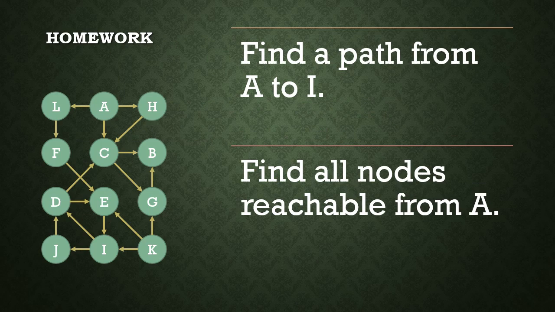Your homework is to find a path from A to I in the given diagram. And since you're asked to find a path, you will have to employ breadth first search. The second part of this homework is to find all nodes reachable from A, and since you are asking about reachable nodes, you will have to use depth first search.